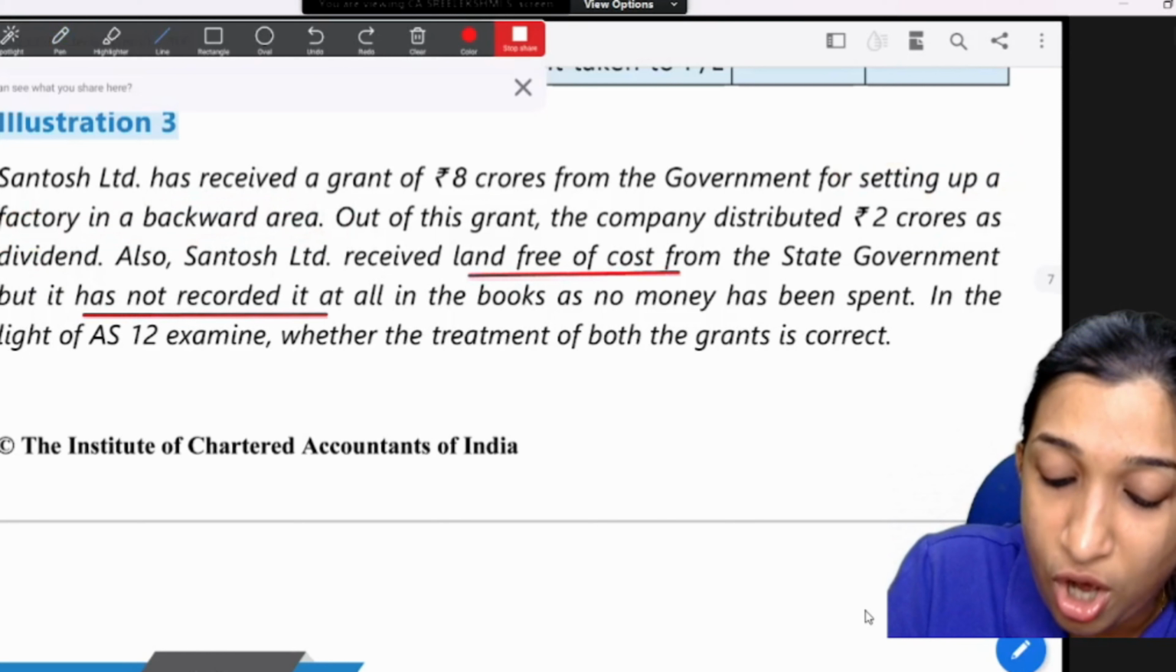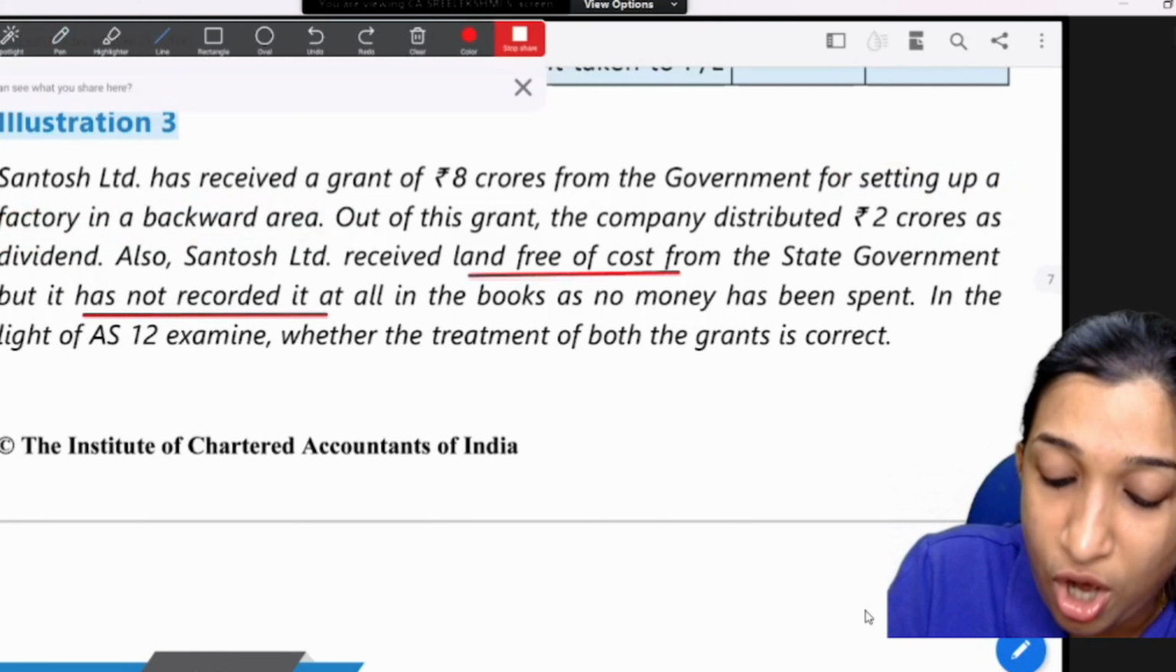Accounting for government grants. So again, one of the super easy standards. First we need to understand the meaning of government grant, and then recognition. What do you mean by recognition?